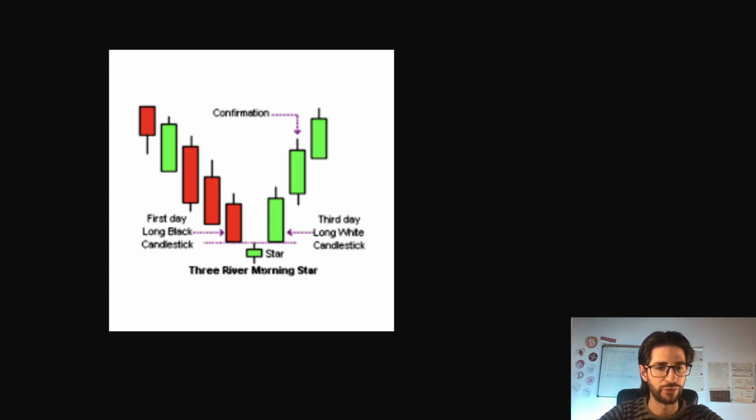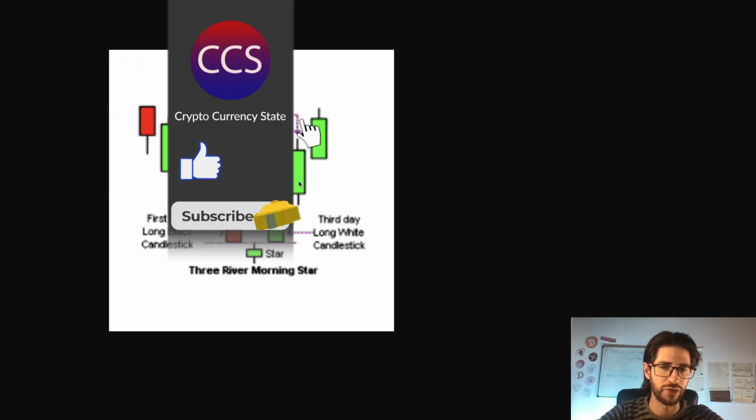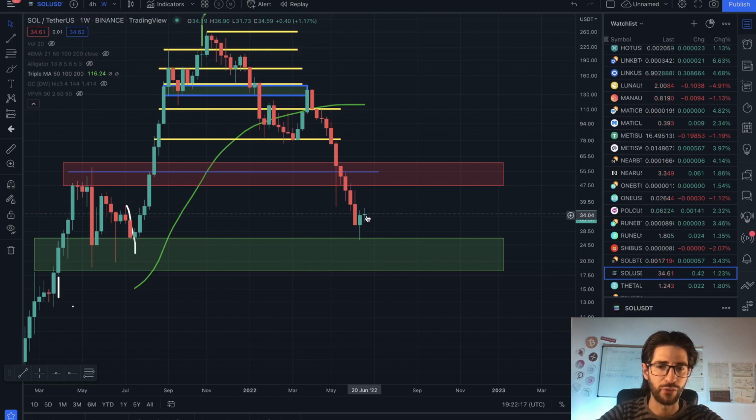You can see a downtrend, a green candle down here with a little wick. We don't have the gaps that we need here. And this pattern is called the three river morning star. Three river because we have 3 big down candles before the morning star. And on the third day, you need a long green candle in order to confirm. In this case, the confirmation comes after the third candle, but for the nature of the market, I think if this weekly candle closes above 46, we could be seeing a reversal candle here, a reversal pattern.